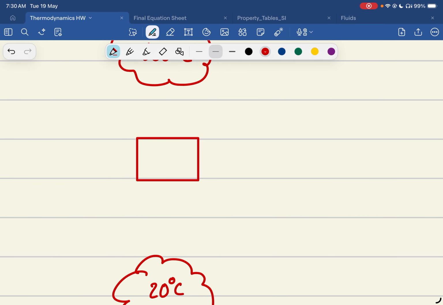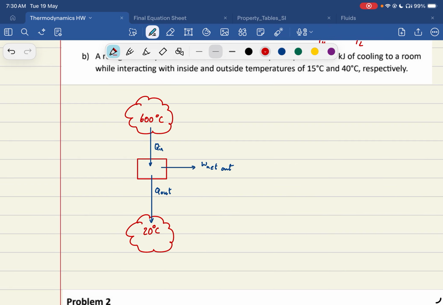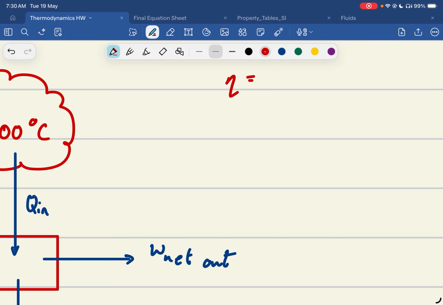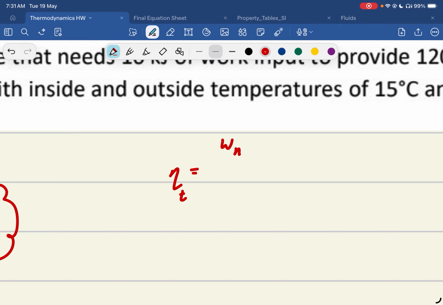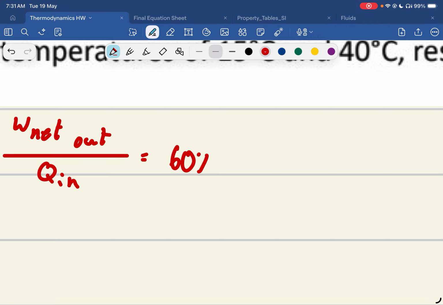And we say Q in and Q out, and then work out. Okay, so this is our system. For our thermal efficiency, we know that it's work out over Q in. And that would just be 600 over 1000, and that is 60%.